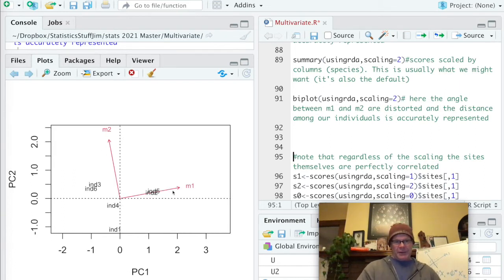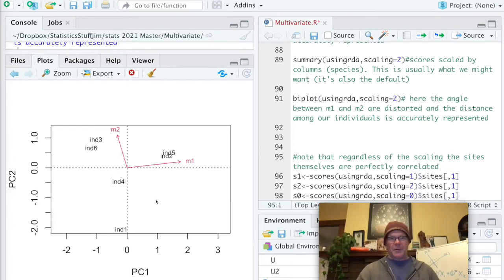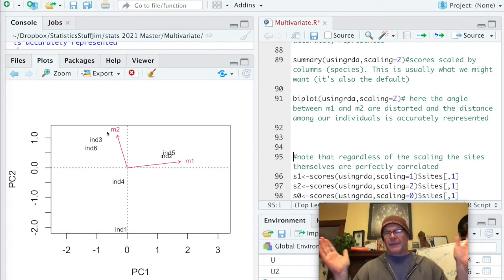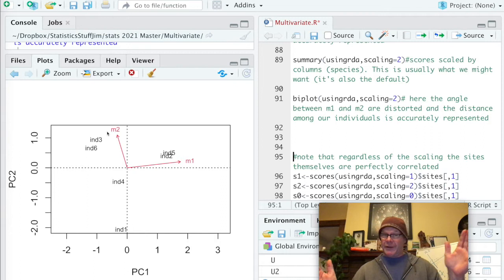Here, because we're only dealing with 2 things, these arrows are roughly the exact same length, whereas here, because we're rescaling it so that we can preserve the distance between individuals, this has gotten to be a slightly more obtuse angle, and M2 is noticeably a little bit shorter than M1. So now our vectors that are describing the importance of M1 versus M2 are distorted, but we feel really good about the relative placement of the species that are out there.